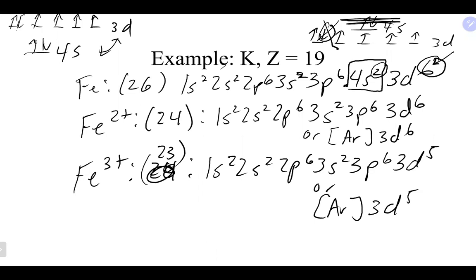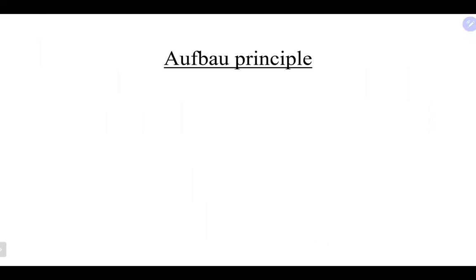So a good way to remember it, I guess. And it's only with the transition metals. So all transition metals, I think we had that picture a second ago.